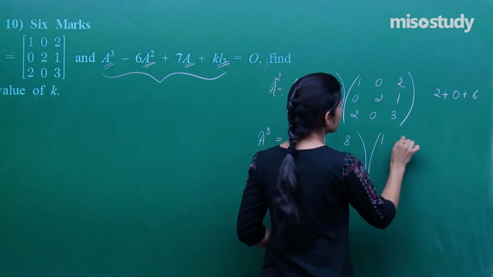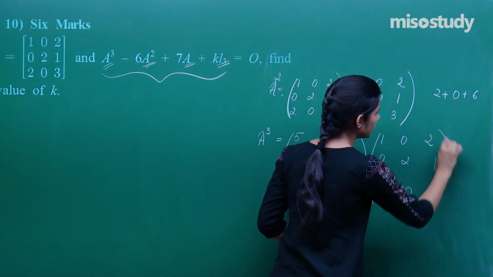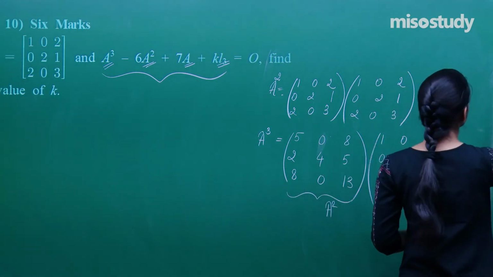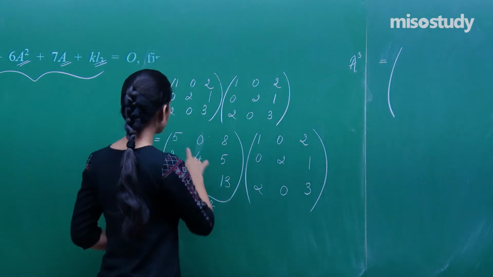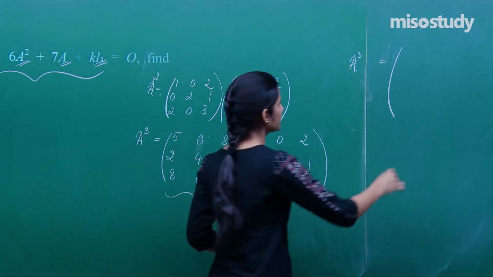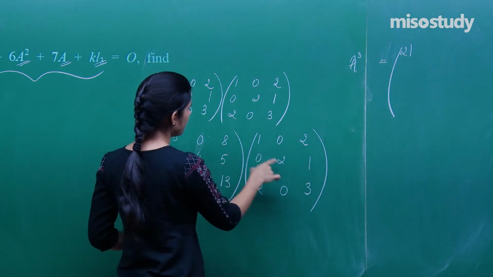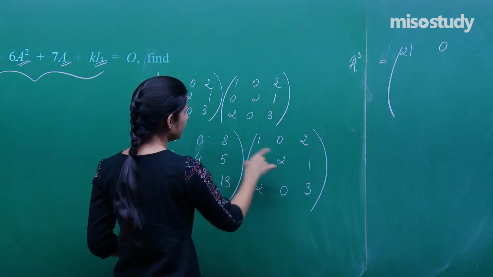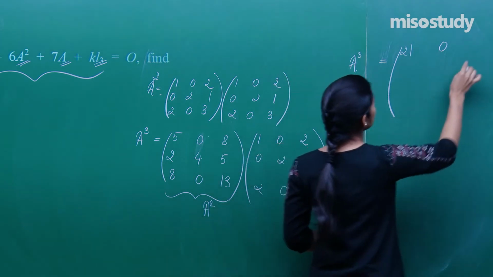Now if I wish to compute A cube, it is A square multiplied by A, which is 102, 021, 203. Let's compute A cube. Okay. First row into first column, 5 into 1 is 5, plus 0, plus 16. So this is 21. Then you have first row, second column, 0, plus 0, plus 0. First row, third column, 10 plus 0 plus 24, this gives you 34.